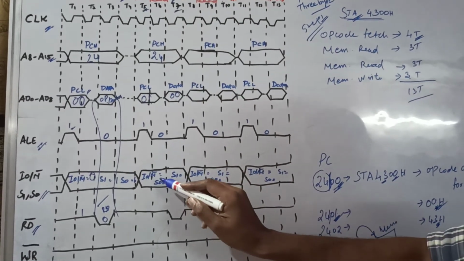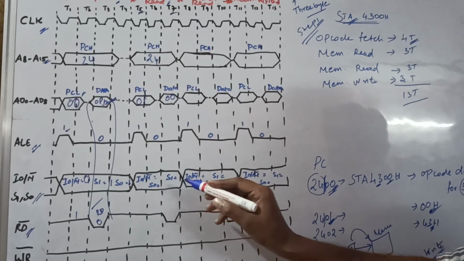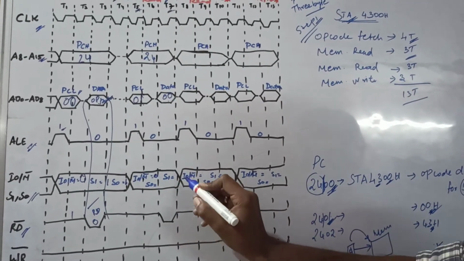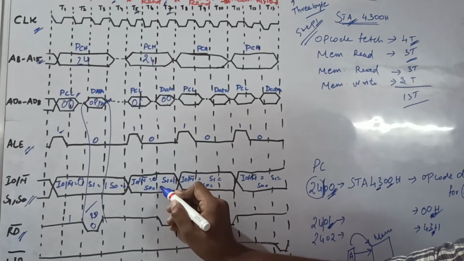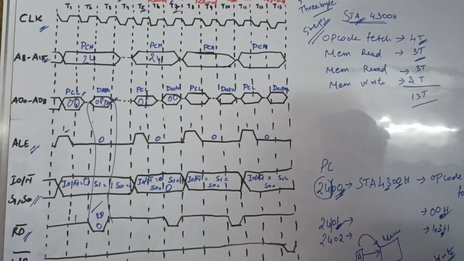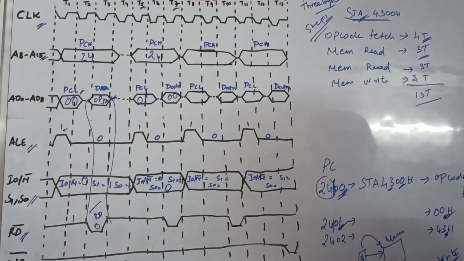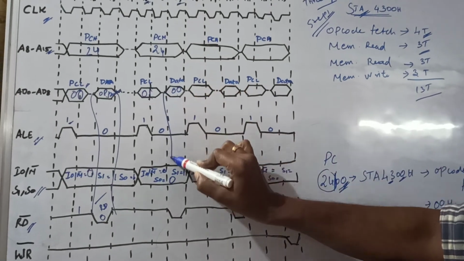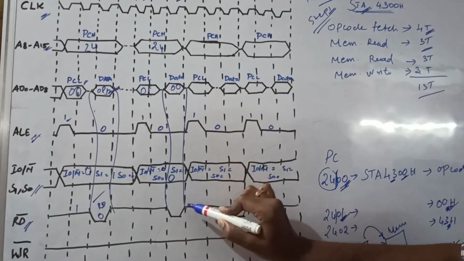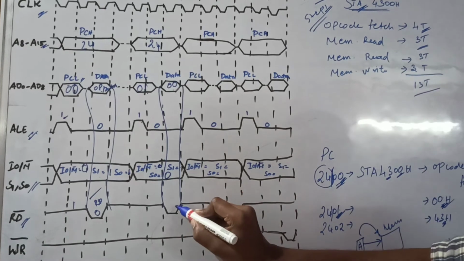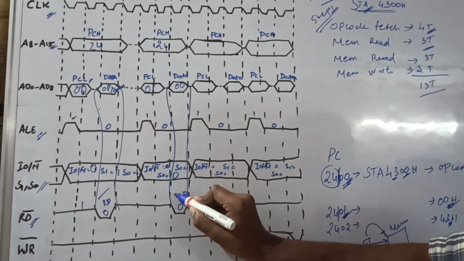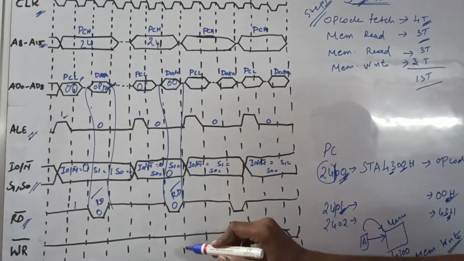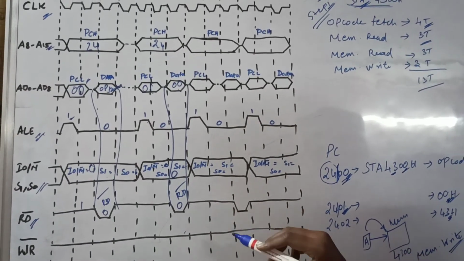Then the next signal is IO/M bar. Here also you can read the data from memory location, so you write 0. Then S1 value 1, S0 value 0, so it represents the read function. Then the read signal only activates after getting the data, so RD bar. For the write function, there is no write function, so it maintains the active high signal only.